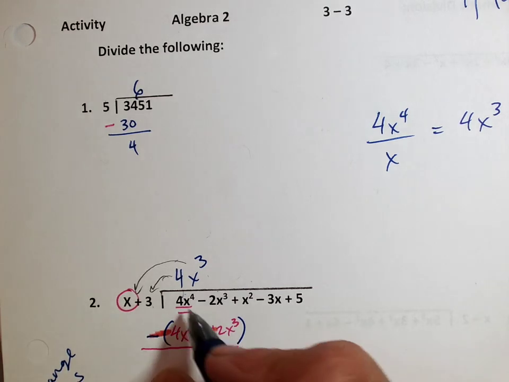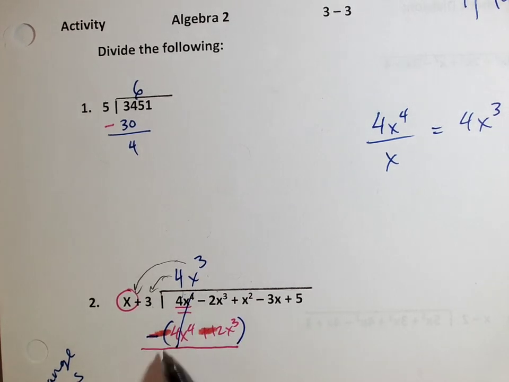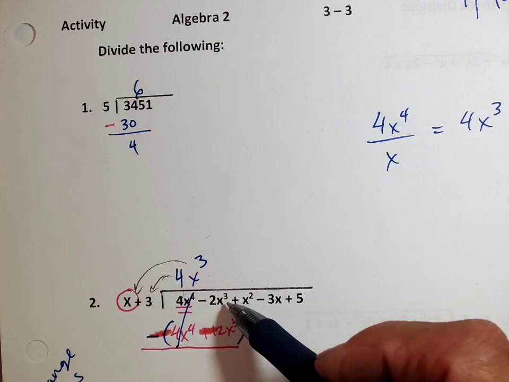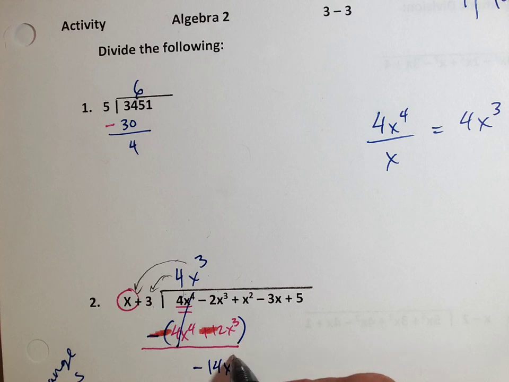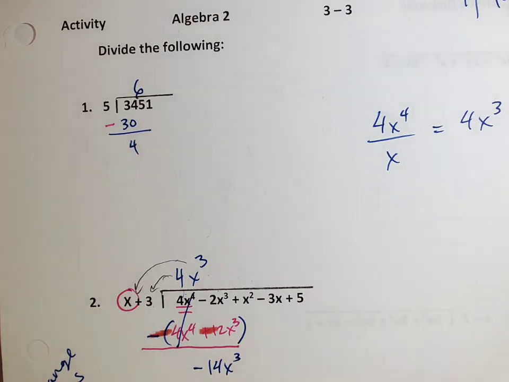So then, that's gone, right? 4x to the 4th minus 4x to the 4th is gone. But here I'm going to get a negative 2x cubed, subtract a 12x cubed, which is going to be a negative 14x cubed. All right? You see that? So it's easier just to change the signs and then add the negative, okay?